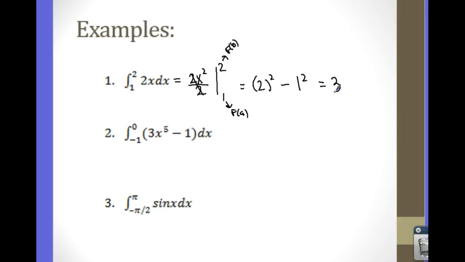Where'd you get the 1? Oh, minus 1. Oh. Yep, top minus bottom. F of B minus F of A.